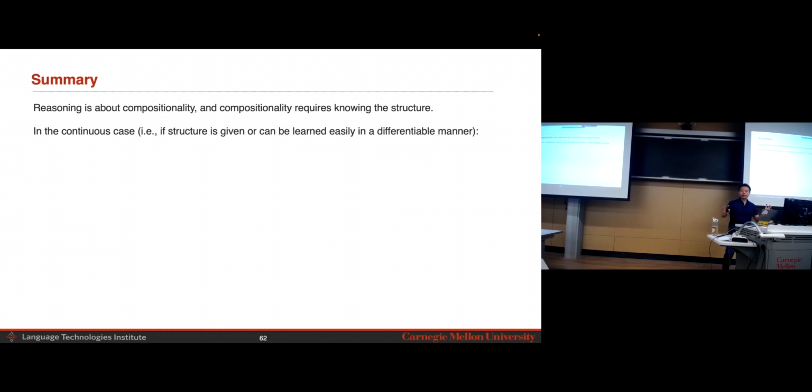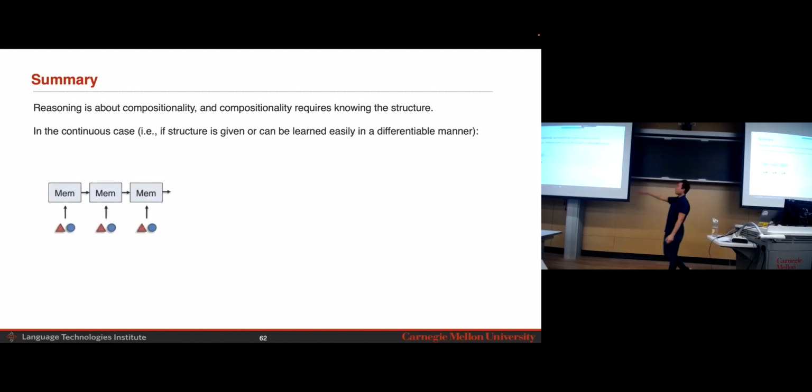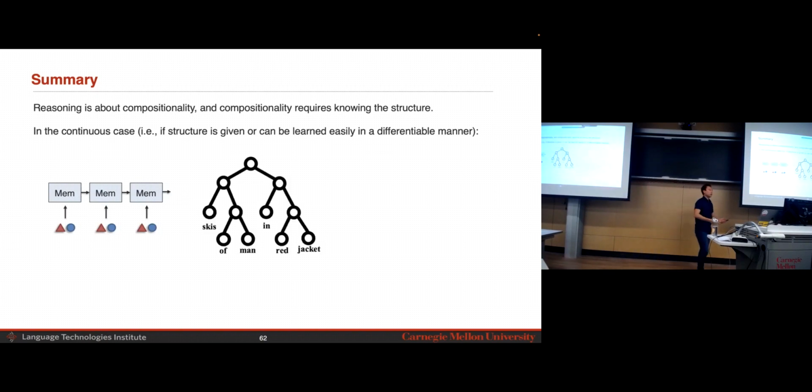Cool. So to summarize, reasoning is all about compositionality, right? And in order to compose your elements in the right way, you typically need to know the structure of the problem. And we've seen examples of structure in the continuous case, or where the structure is given, in the case of temporal or hierarchical. You can use memory methods in the case of temporal structure. You can use tree-based methods in the case of tree structure, like syntax. You can also define graph neural networks in the case of graphical structure.